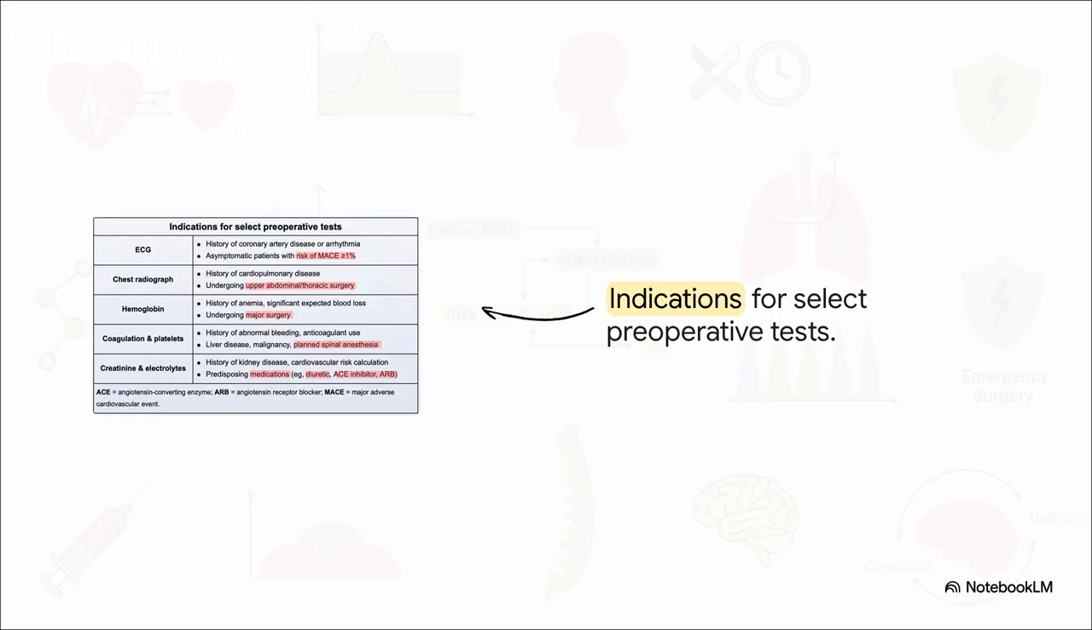So when do we actually pull the trigger on these tests? For an ECG, you need a history of coronary artery disease, an arrhythmia, or an asymptomatic patient with an elevated major adverse cardiac event, or MACE, risk of 1% or higher. For a chest X-ray, you're ordering that if there's a history of cardiopulmonary disease or if they're undergoing upper abdominal or thoracic surgery. You check hemoglobin if there's a history of anemia, significant expected blood loss, or major surgery. And you order coagulation studies and platelets for a history of abnormal bleeding, liver disease, anticoagulant use, malignancy, or, and this is a big one, a planned spinal anesthesia.